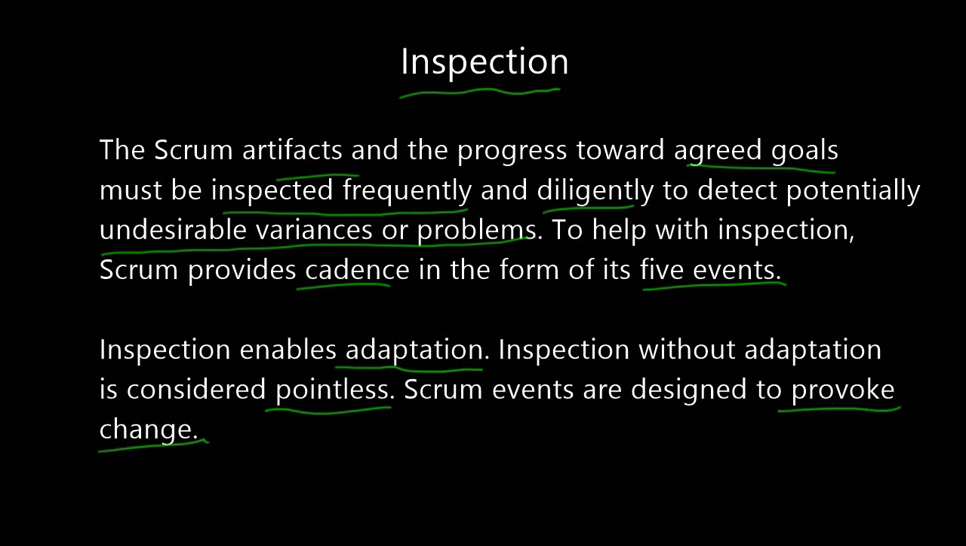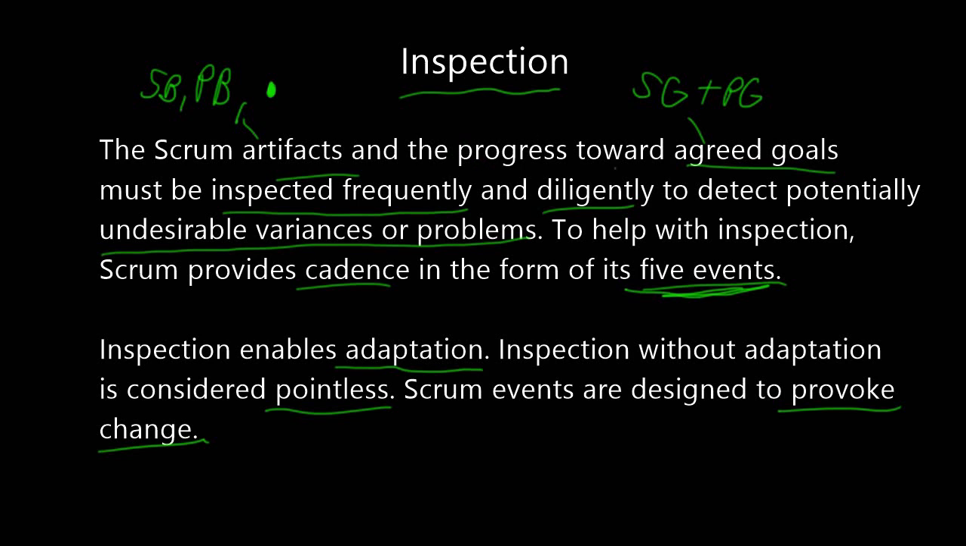So what is this saying? What are we inspecting? When we inspect, we are inspecting our artifacts, which is our sprint backlog, our product backlog, and our increment, and our agreed goals, our sprint goal and our product goal. And when do we do that? We do that at our 5 events, at the daily Scrum, at sprint planning, at sprint review, sprint retrospective. We analyze these artifacts and other things, our working agreement, our definition of done, etc.